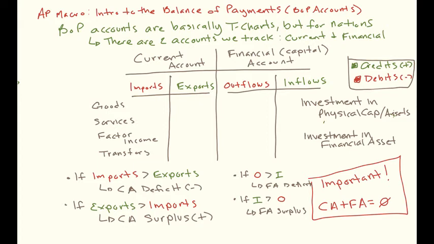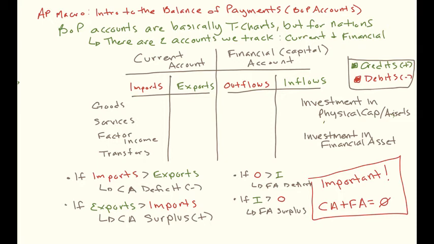Really, what shows up on the financial account is a lot simpler than what shows up in the current account. There's really only two things that you'll see show up as inflows and outflows, and those are going to be investment in physical capital or assets. So this might be Americans investing in physical capital and assets overseas. They're buying up a foreign company, or buying foreign real estate, or building factories overseas, and those things are going to show up as outflows.